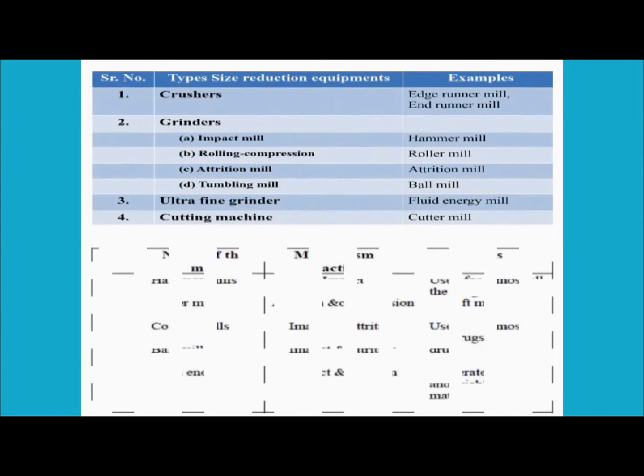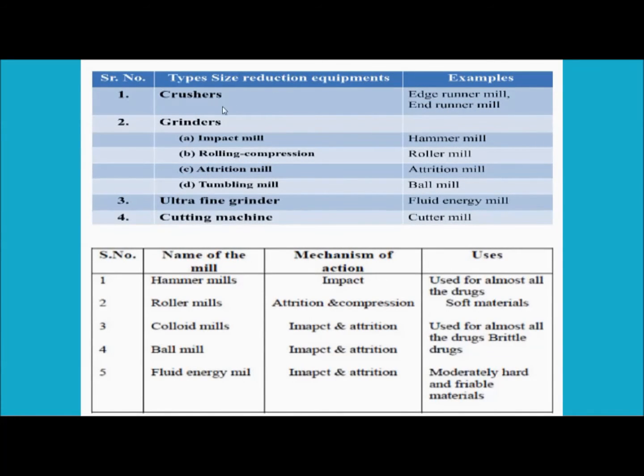Now you see in this chart, for the crusher, examples are edge runner mill or end runner mill. Grinders: examples are impact mill, such as the hammer mill, rolling compression roller mill, attrition mill, tumbling mill, for example ball mill, and ultra fine grinder, fluid energy mill. These are the examples of the different mills. We are going into details in the coming slides.